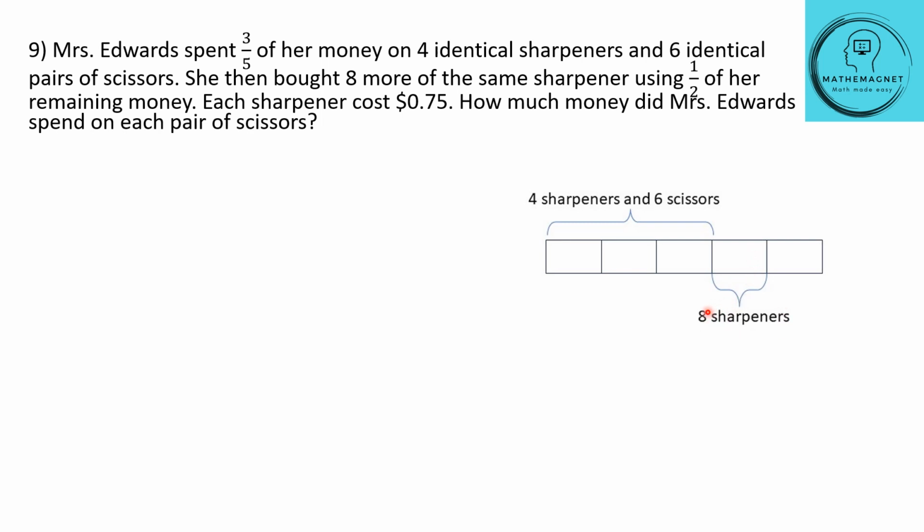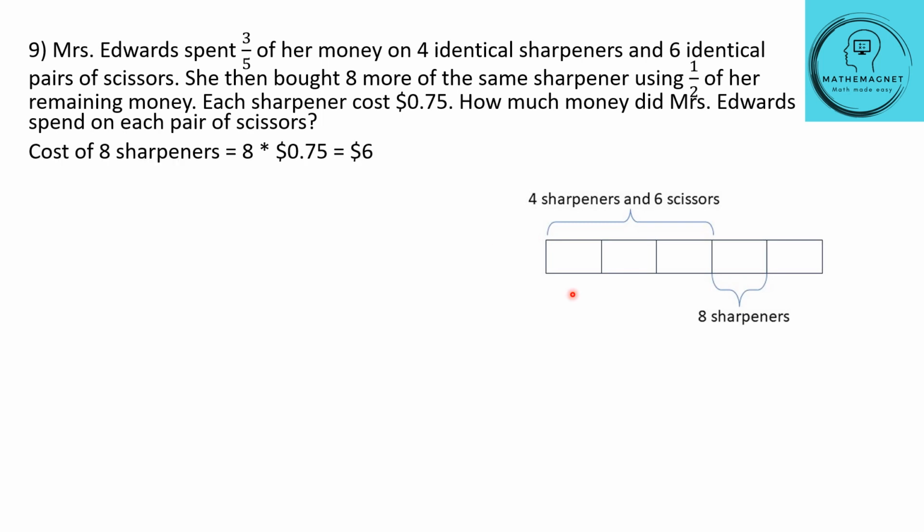Now we know the cost of one sharpener is 0.75, correct? So with that information we can find how much she spent for 8 sharpeners, which will in turn give us the value of 1 unit. Now with the value of 1 unit we can know how much money she has spent, that is the value of 3 units. How much is the money she spent for 4 sharpeners and 6 scissors, sorry. So with that information, let us proceed to find out how much she spent for one scissors.